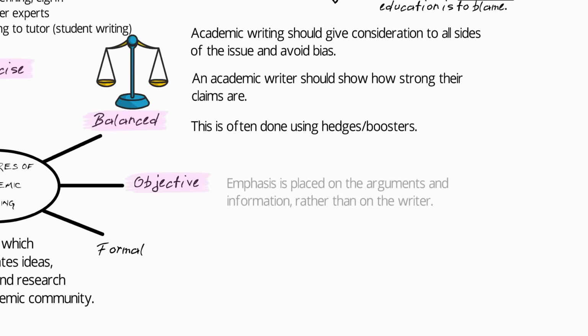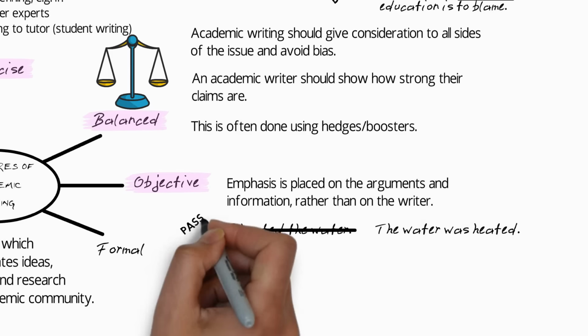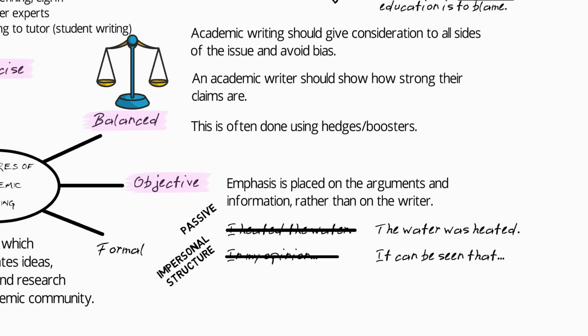Emphasis should be placed on the arguments and information rather than on the writer. So instead of "I heated the water," "the water was heated." So this uses passive, which is fairly common in academic writing. Instead of "in my opinion," "it can be seen that." So this is an impersonal structure using it. And impersonal structures with it and there are again very common in academic writing.